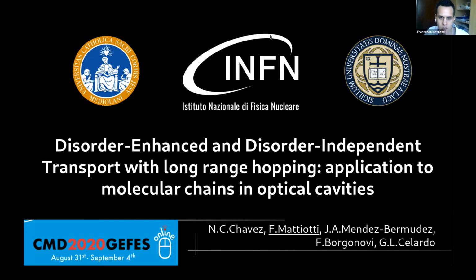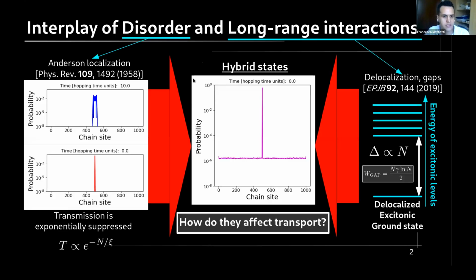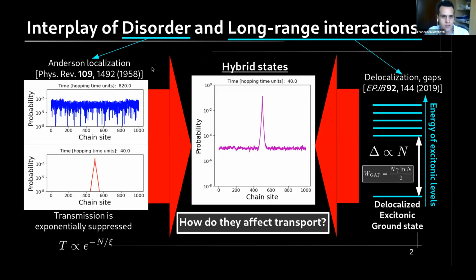Today, what I'm going to talk about is work made in collaboration with Luca, who just introduced very well the general topic, and our collaborators in Puebla. It is about transport in one-dimensional systems in the presence of long-range hopping. As we see, long-range hopping can have a very useful effect on transport. I'm just summarizing some of the main points of Luca's introduction.